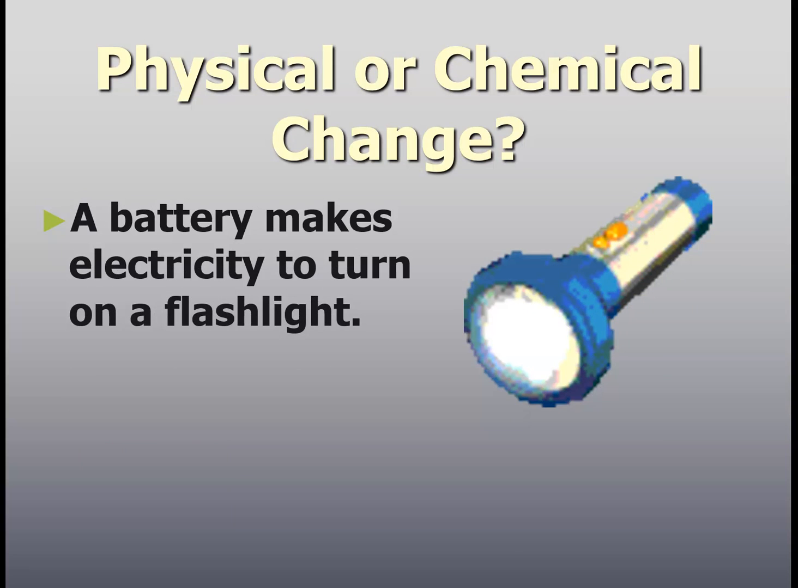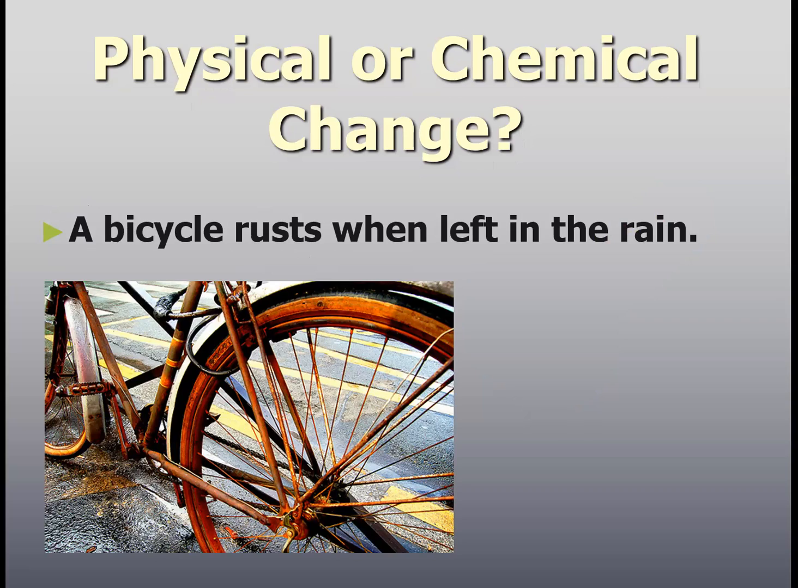A battery makes electricity to turn on a flashlight. Is this physical or chemical? Write it in your notebook, please. This is a physical change. All that it has done is take the stored energy that's in the battery and change its form. So it is a physical change.